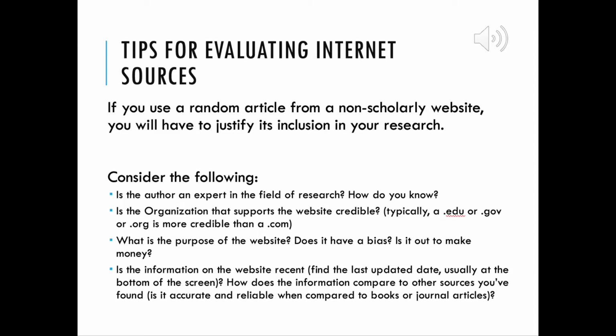Is the information on the website recent? You want to find the last updated date, usually at the bottom of the screen. How does the information compare to other sources you found? Is it accurate and reliable when compared to books or more scholarly journal articles? If all of these things check out, then you probably have a source that would still work, even if it comes from a random or more popular website. Just remember that when you're looking at internet sources, you have to do this process of assessing and evaluating to see if those are actually accurate and reliable enough to be included in a research conversation.